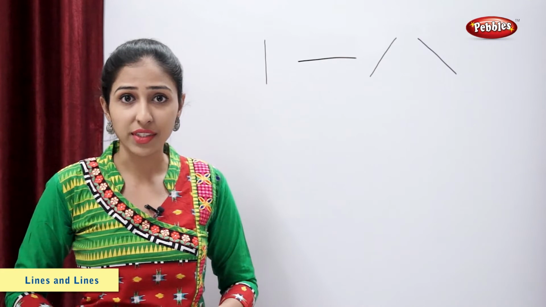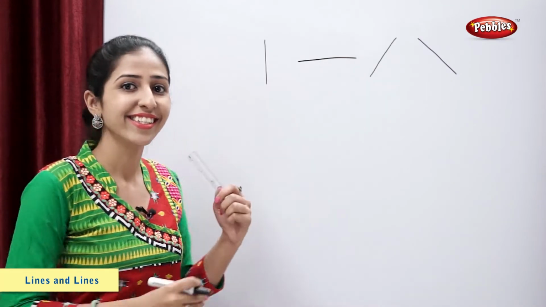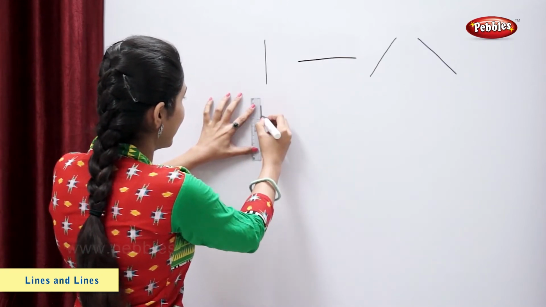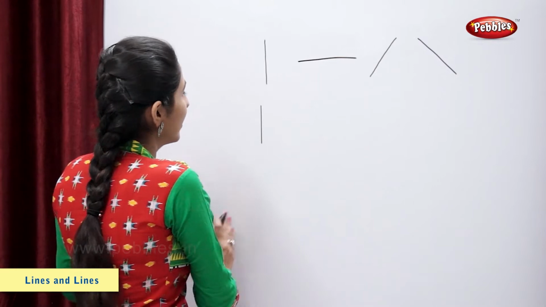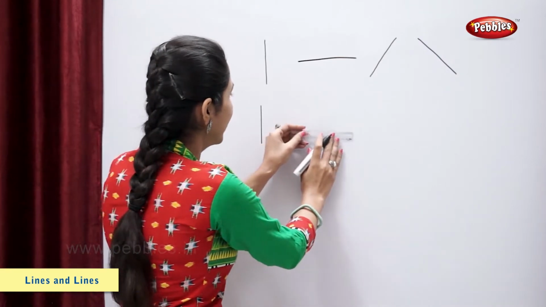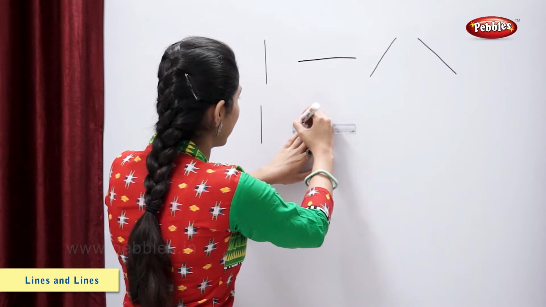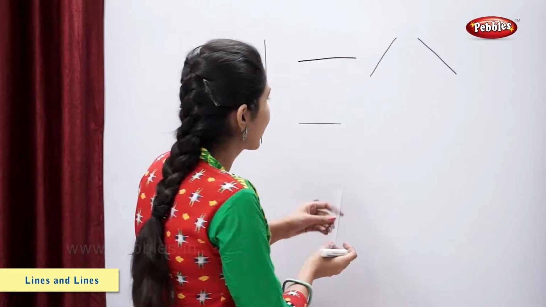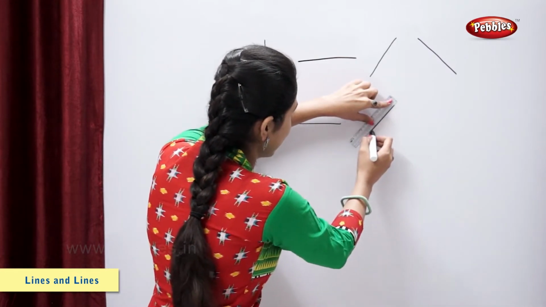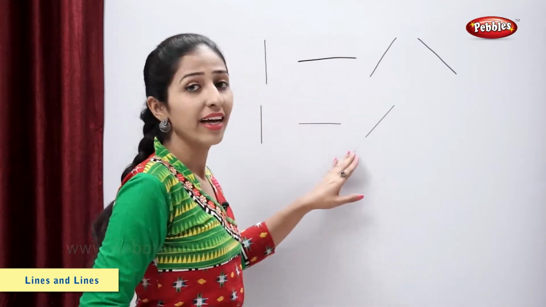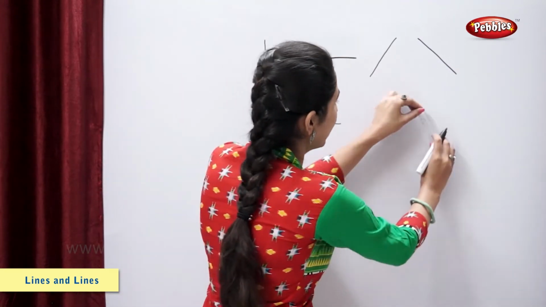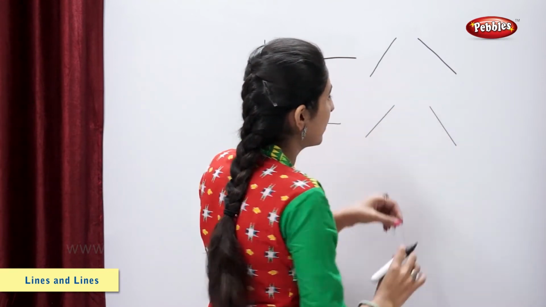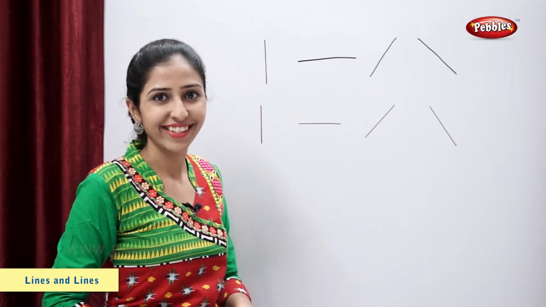Now, let's draw some lines using this ruler. Standing line, sleeping line, slanting line, one more slanting line.